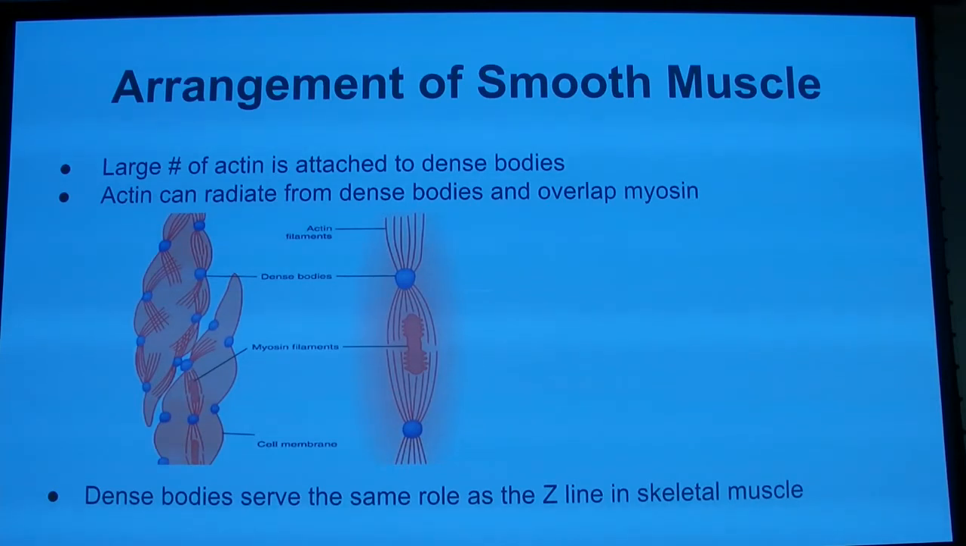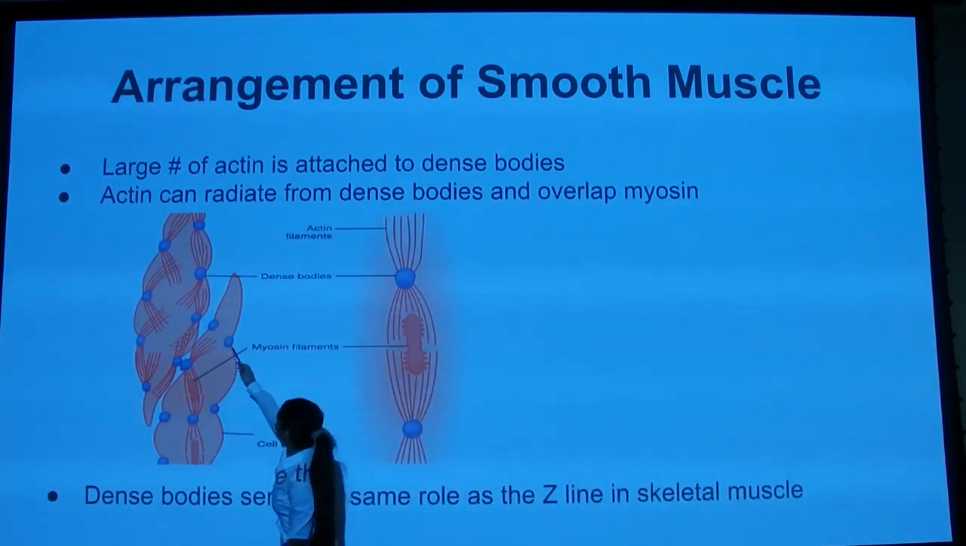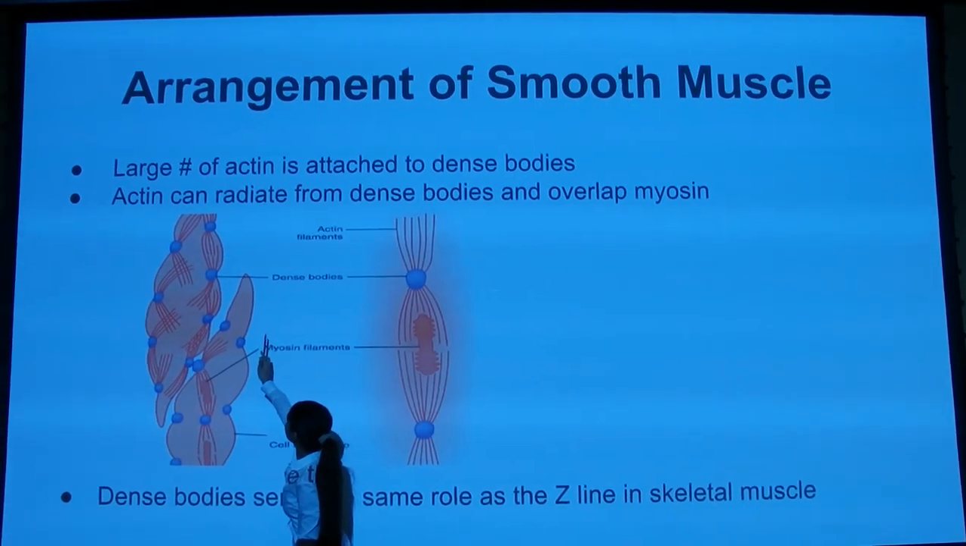Okay. Does smooth muscle have the same striated arrangement of actin and myosin as is found in skeletal muscle? No, but a large number of actin is attached to dense bodies, and some are attached to the cell membrane, and some are actually even inside the cell. Sometimes actin can radiate from dense bodies and overlap myosin, which is similar to the contractile unit of skeletal muscle. Dense bodies serve the same role as the Z line in skeletal muscle. And as you can see here, the dense bodies that are shown are radiating outside of actin, which is shown in this picture.